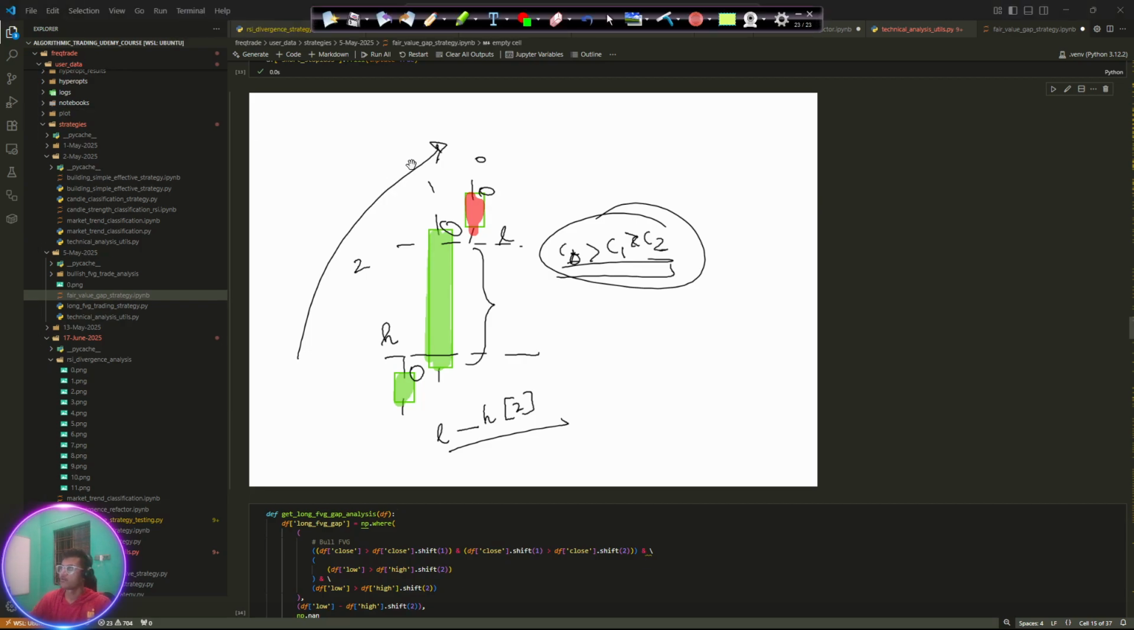FVG stands for fair value gap. The concept behind it comes from smart money concepts, and I'll explain why it matters and what's going on behind it. Basically, that's the most important thing. What happens in a fair value gap is what we call an imbalance.